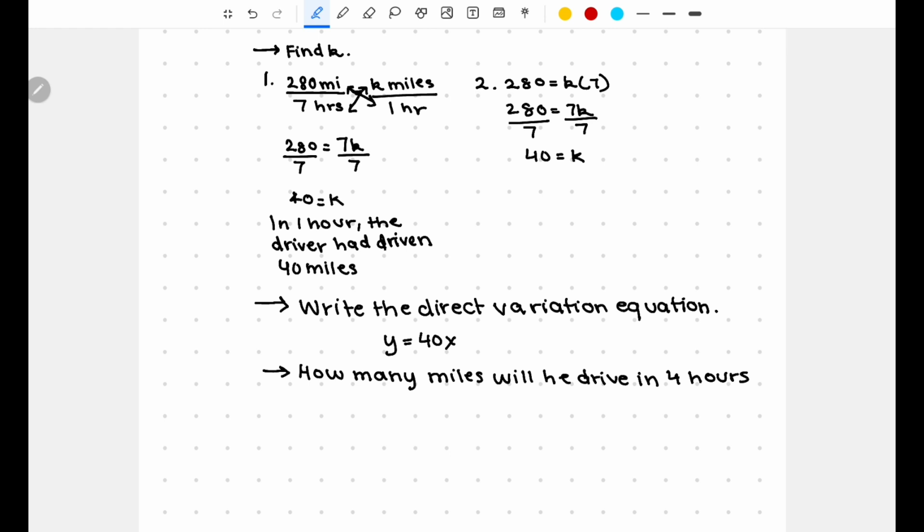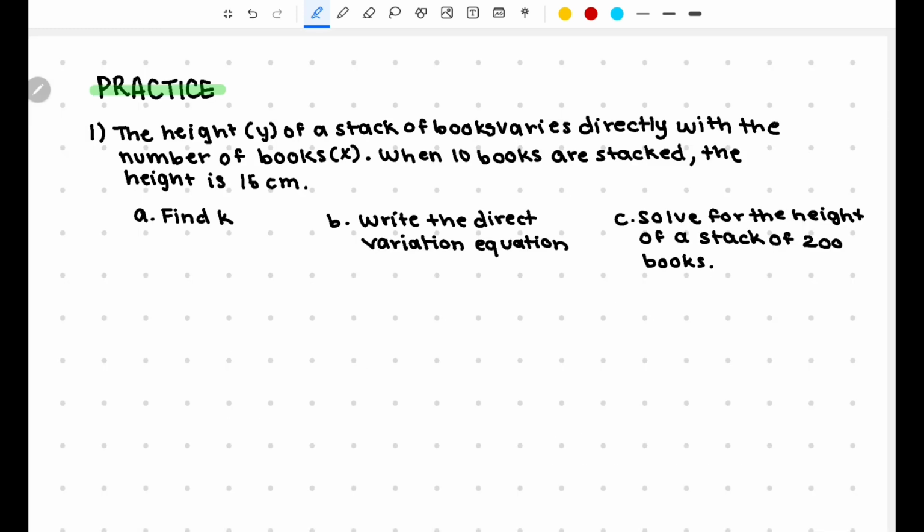So now let's do that. You're given 4 hours and you want to solve for how many miles are going to be driven in that time. So we are solving for y while we're given x. We can just plug in our x value. So 160 miles is your answer. He's going to drive 160 miles in 4 hours.